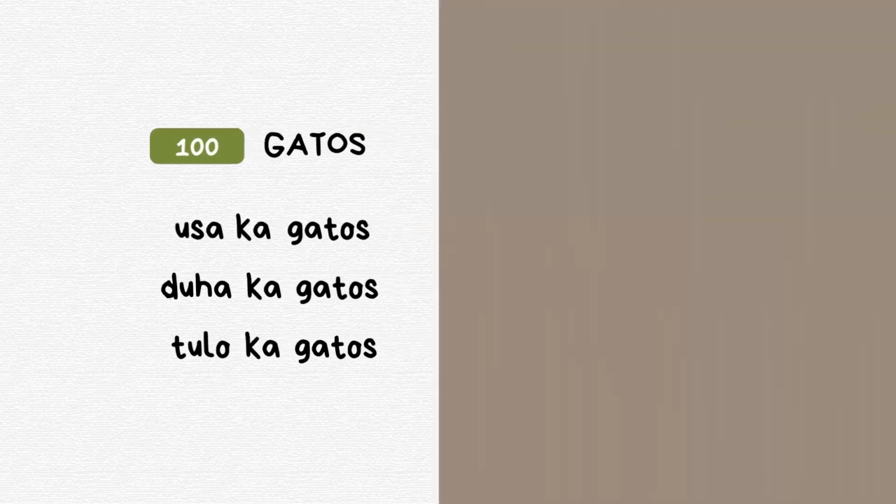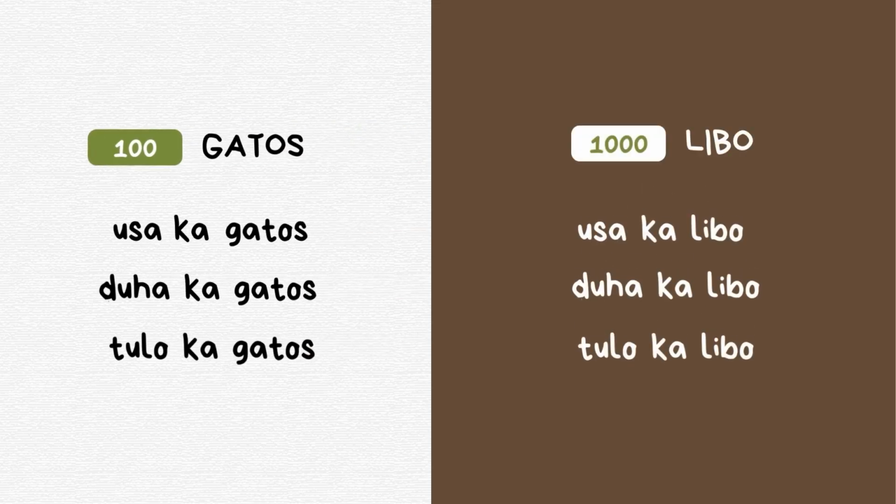For thousands, the word would be libo. So 1,000 would be usa, then ka, and then you add the word libo. Usa ka libo. Duha ka libo. Tulo ka libo, and so on.